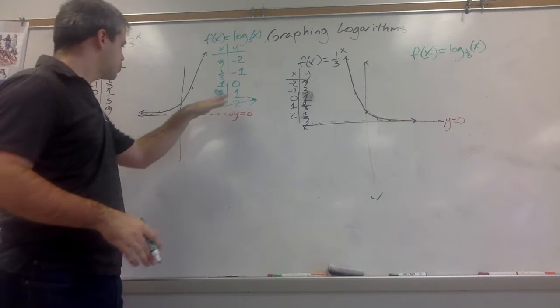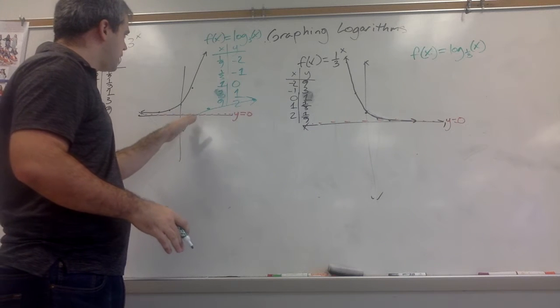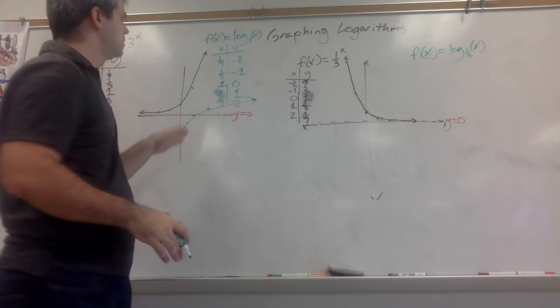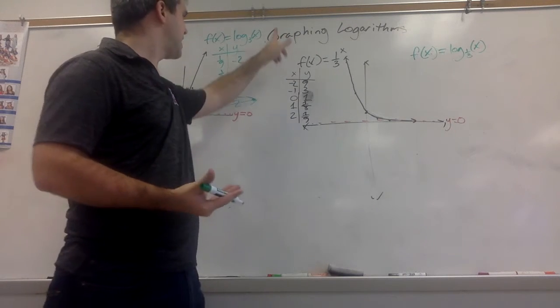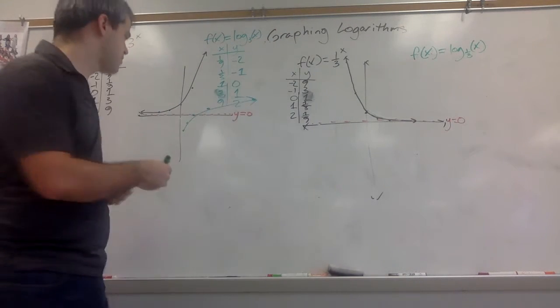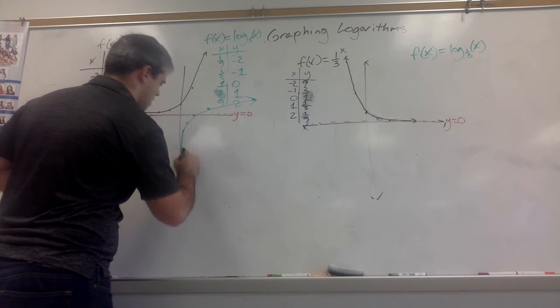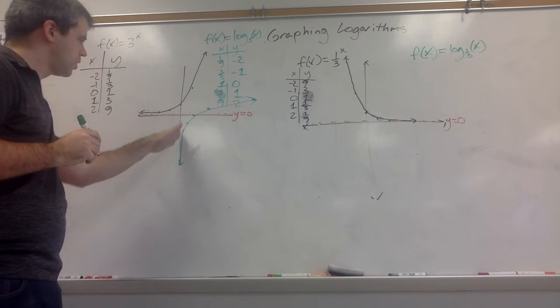Now, if you're not sure, as we get smaller and smaller and smaller, it's going to take something even more negative as an exponent to get this really small fraction. So we wind up going this way.